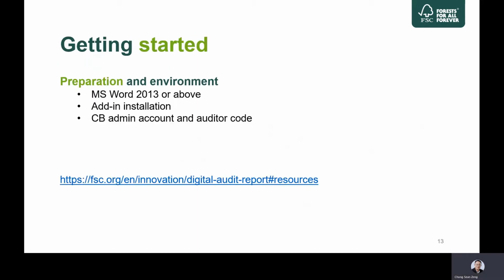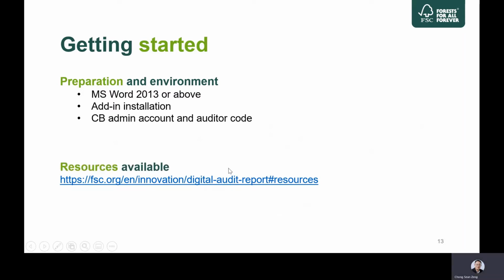So to get started, we need to prepare our environment. First of all, please ensure that on your computer you have Microsoft Word 2013 or above. That includes 2020, Office 365 and 2016. Second, we need to install a Microsoft Word add-in, and I will show you in a minute. And third, we need to ensure that the CB has an admin account and the auditor code. The admin account is used for CB reviewers or coordinators who will create the audit and upload the report. For auditors, we have a common code to fetch data.